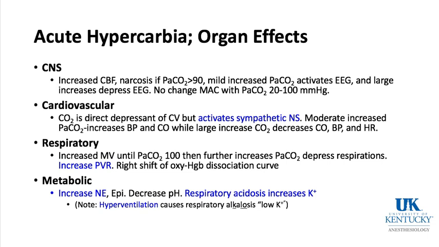There's a constriction of the pulmonary artery and a right shift of the oxyhemoglobin dissociation curve. Metabolically, hypercarbia increases the stress response of the body and norepinephrine goes up. pH goes down, and respiratory acidosis is associated with an increase in potassium. Note that hyperventilation causes respiratory alkalosis, low being in the name alkalosis, and is associated with low potassium, also low calcium, and potentially low magnesium. So hypercarbia raises catecholamines and causes respiratory acidosis and increases potassium.